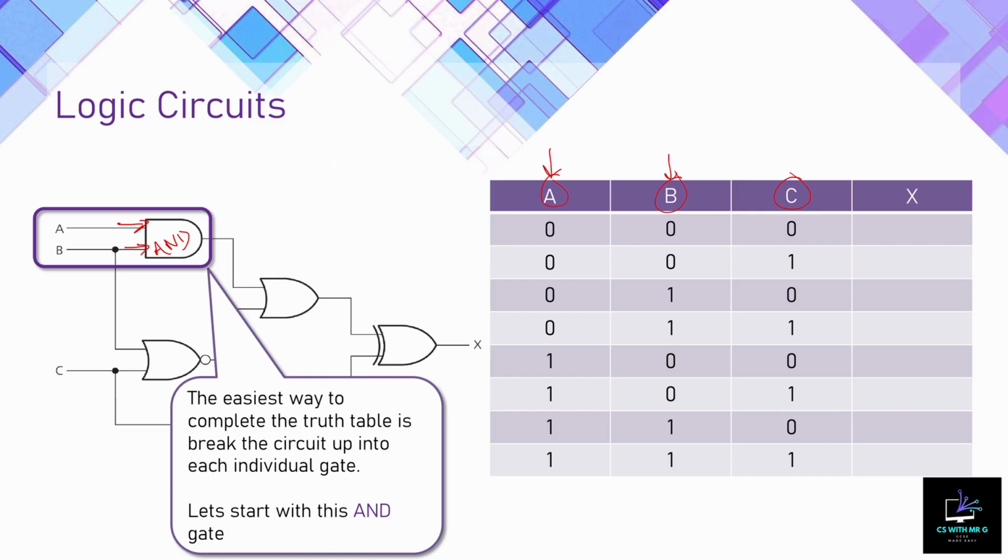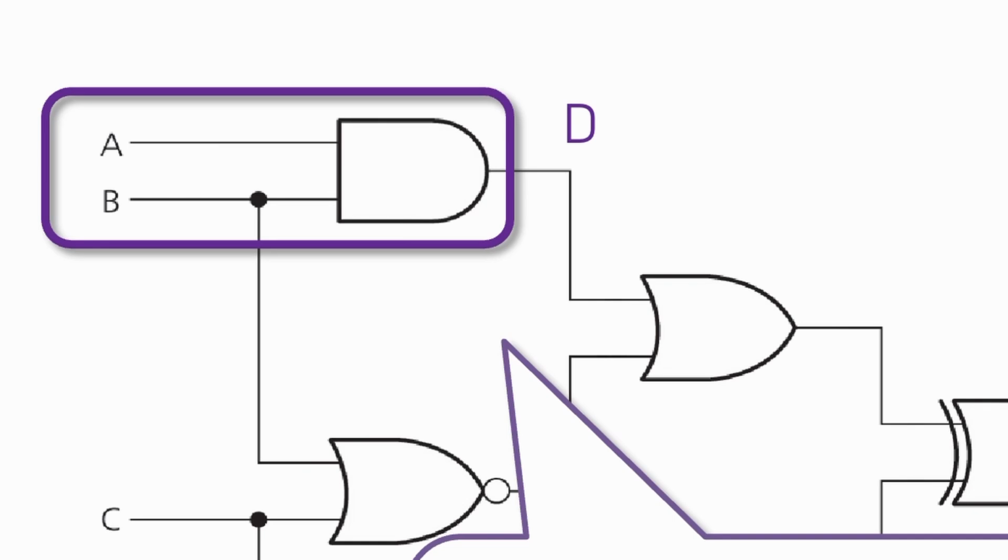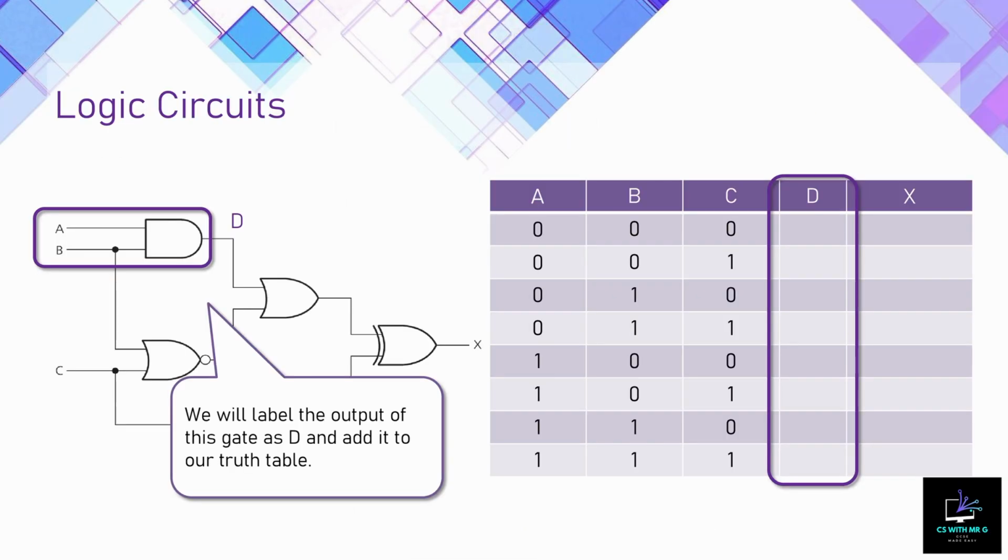Now, to make this a little bit easier, what I'm going to do is label the output of this AND gate as D. So D is the output of the AND gate, and then I've put D into my truth table here, which in the exam you will have a big gap for working space, which is what I recommend you do. So label it as D and add D to your table.